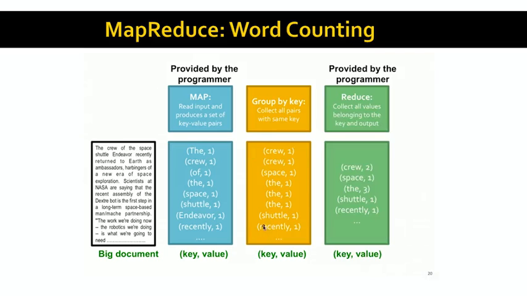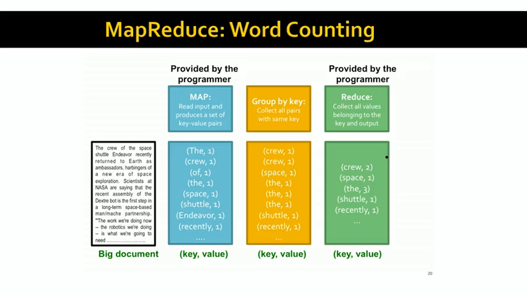And the final step is the reduce step. The reduce step collects together all the values. So the reduce step adds together the 2 ones from crew and figures out that there are two occurrences of the word crew. Space has 1. There are 3 tuples with 1 for the. They're all added together, and the output is 3, and so on. Right. So this is a schematic of the MapReduce word counting example.